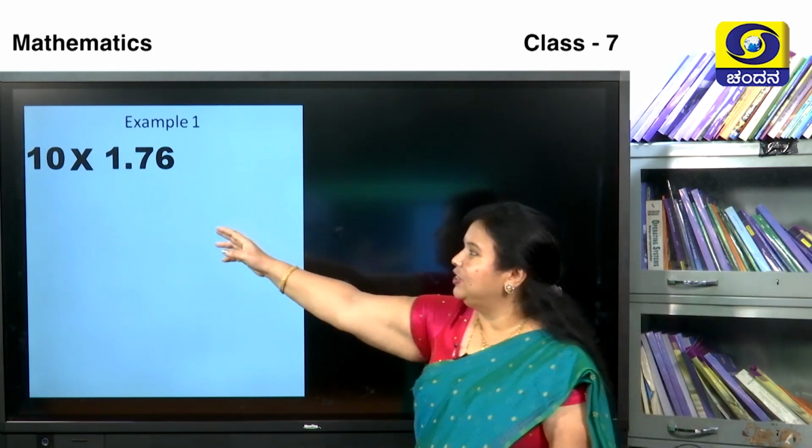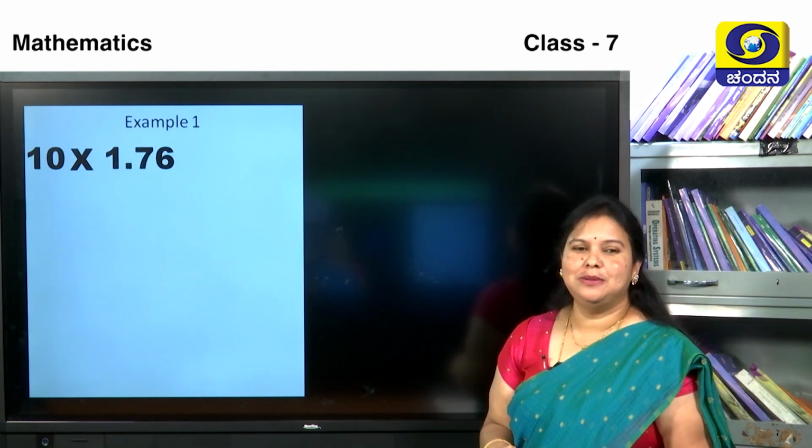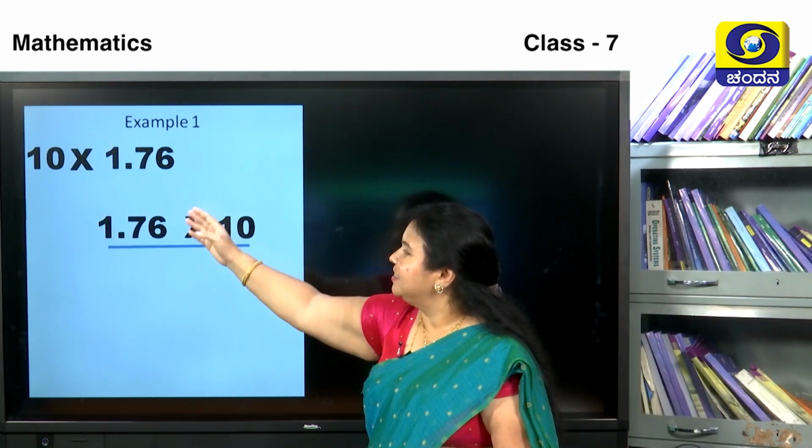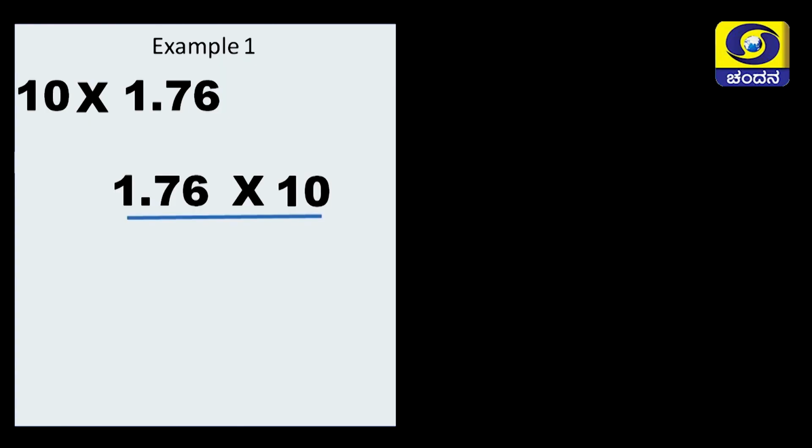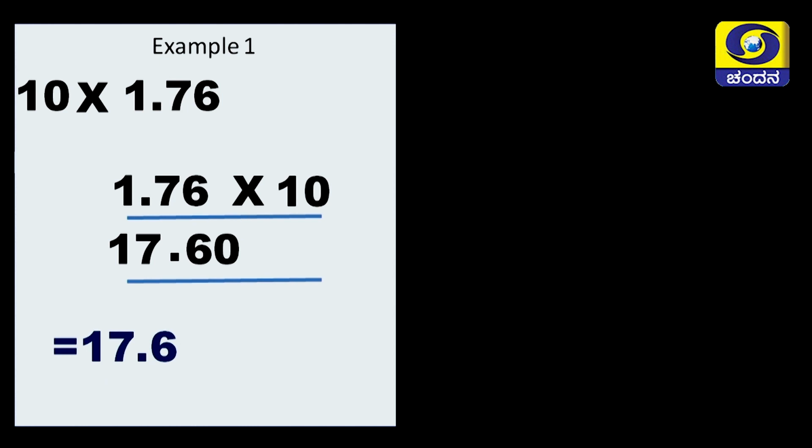First example, 10 into 1.76. So, how to multiply this? We can write it in this way also, both are same. Here you have to ignore the decimal point and multiply as usual. So, 176 into 10, by multiplying this we get 1760. Now, count the number of digits present after the decimal point in both the numbers. So, we have 2 digits after the decimal point. So, we have to place the decimal point after 2 digits from the right in the result. So, it is 17.60. It can also be written as 17.6.